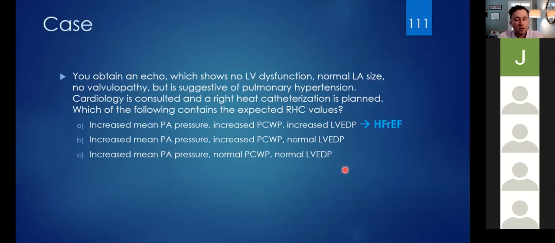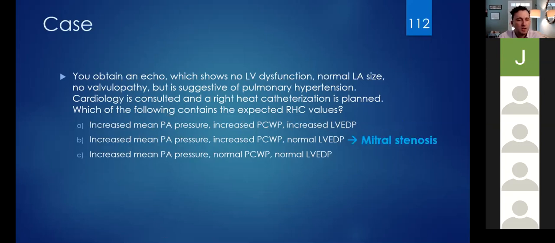A is what you would typically see in heart failure. So if the left side of the heart is failing, you're going to have elevated pressures at the end of diastole in the left ventricle. You're going to have elevated wedge pressures. And then if things are severe enough, it's going to ultimately lead to increased pulmonary artery pressures.